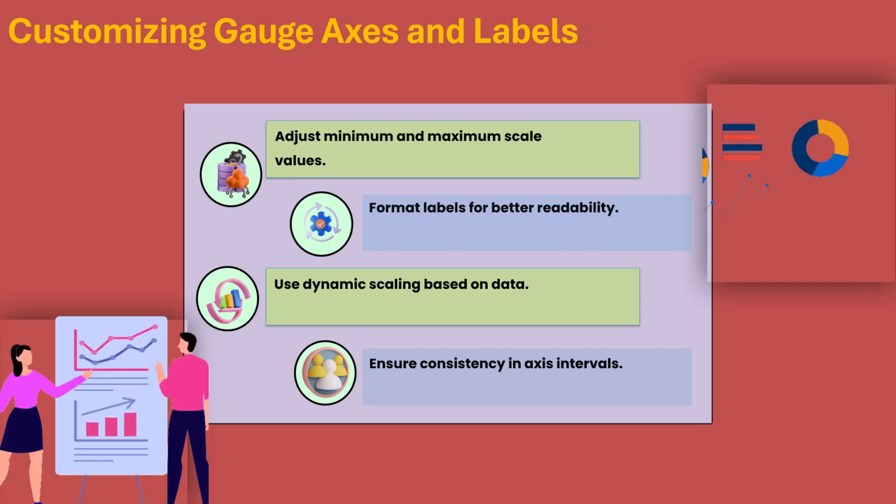All right, folks, let's talk about gauge axes. First up, setting proper minimum and maximum values, because a tachometer that goes from 0 to infinity isn't very helpful. Next, clear and readable labels. No one likes squinting at tiny numbers. Dynamic scaling. Yes, please. Your data isn't static, so your visuals shouldn't be either. Lastly, keep axis intervals consistent. Otherwise, your gauge might look like a rogue speedometer.